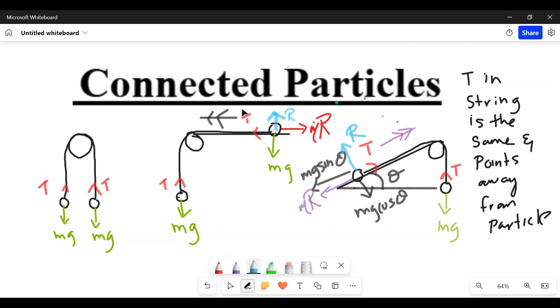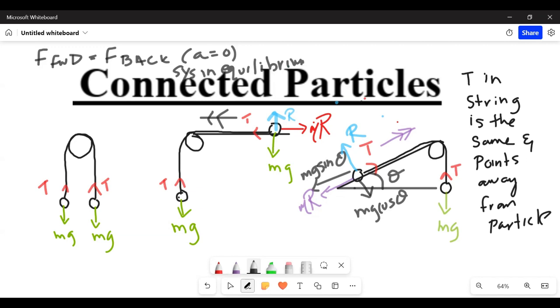We will be using forward force equals backward force if the acceleration is 0. If acceleration is 0, or the object is at rest, or the system is in equilibrium, that means it's not moving. Otherwise, if there's motion and a value of acceleration, then we'll use the formula F forward minus F backward equals ma.